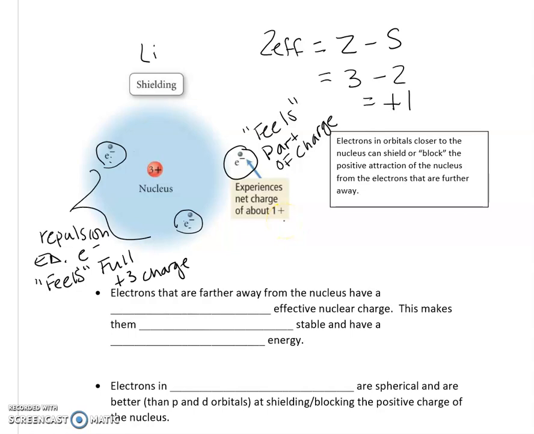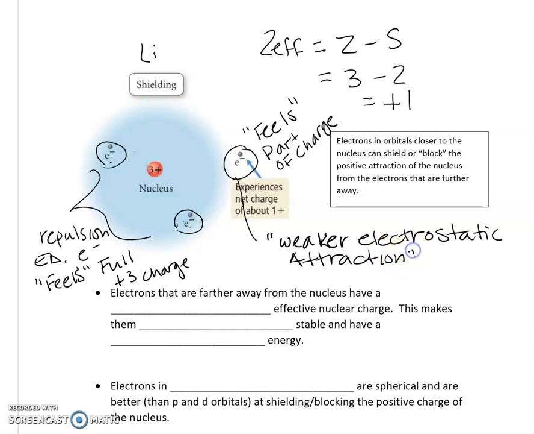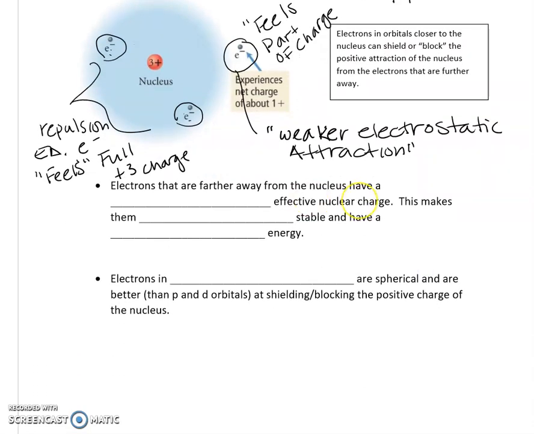So if it feels only +1 of a charge, we have a weaker electrostatic attraction. And if it has a weaker electrostatic attraction, we can remove that electron easier than a core electron. So that's why with these valence electrons, they're removed pretty easily, right? So we learned that in intro. So what happens is that you just have that weaker electrostatic attraction. Okay, so remove it a lot easier. So electrons that are farther away from the nucleus have a lower effective nuclear charge. This makes them less stable. And then they also have a higher energy.